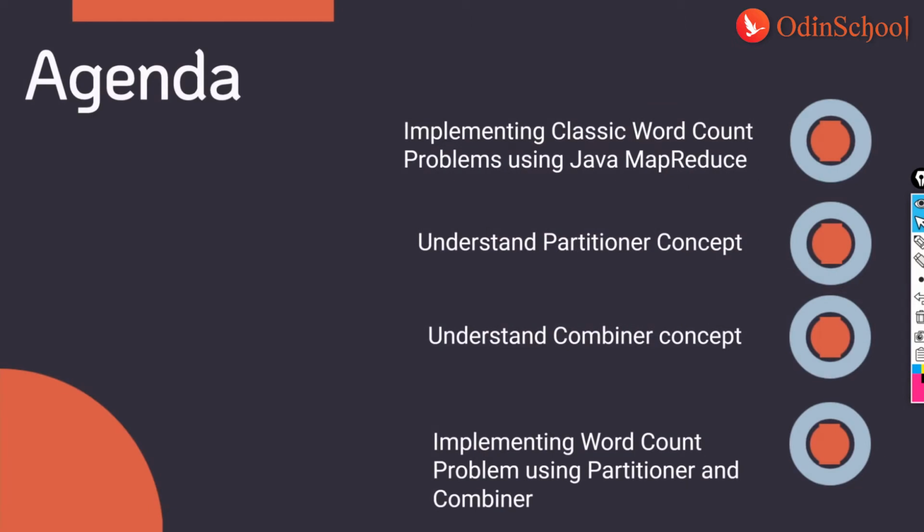So, the agenda for today's module: we will implement the classic word count problem using Java MapReduce, which we have already understood in our last module. In the last module, we saw what the algorithm tells, but in this module, we will implement the same on a Cloudera machine using Java as a programming language. We will understand the partitioner concept and the combiner concept in MapReduce, and we will also implement the classic word count problem using the partitioner and combiner concepts, again on a Cloudera machine using Java.